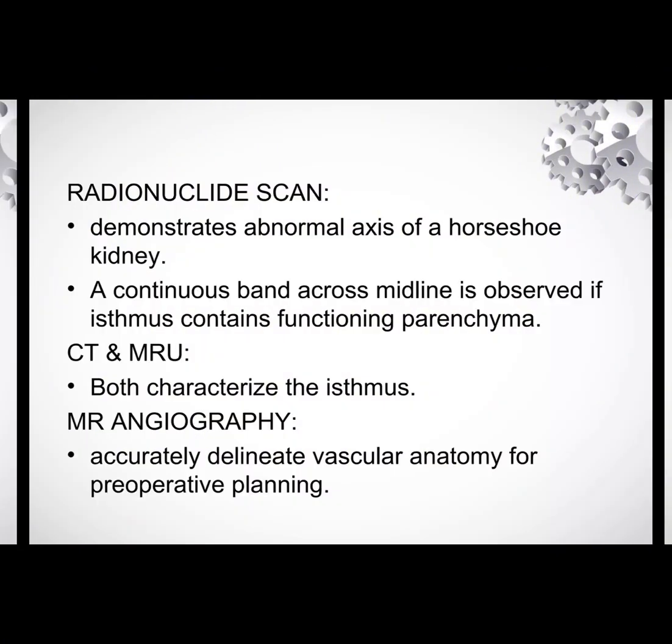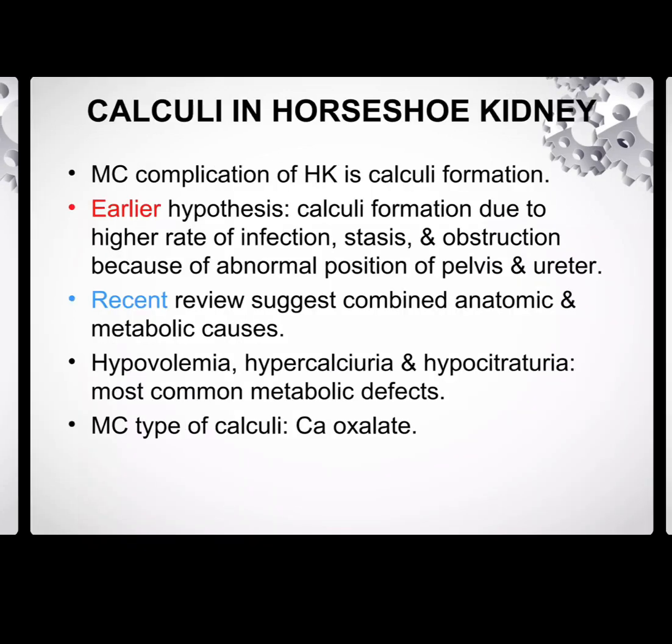Now, calculus formation in horseshoe kidney occurs in 20% of patients. The earlier hypothesis was that calculus formation is due to a higher rate of infection, stasis and obstruction because of the abnormal position of the pelvis and ureter. But now it suggests that combined anatomic and metabolic causes lead to the formation of these stones, like hypovolemia, hypercalciuria, and hypocitraturia, which are the most common metabolic defects.